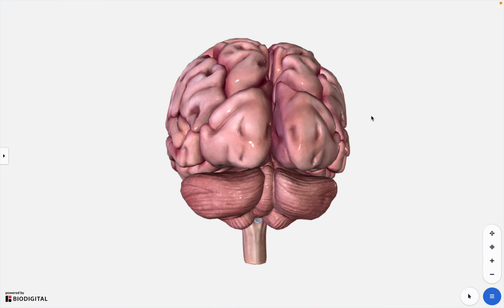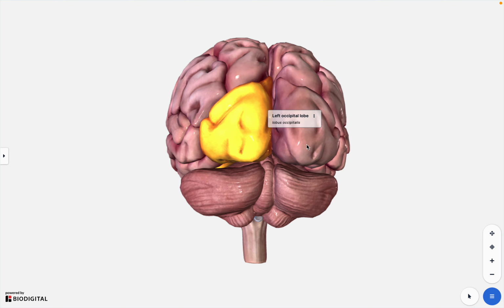So as we travel further back into the brain, we have the occipital lobes. We have the right and the left occipital lobe. The rear of the cerebrum, not cerebellum, is the occipital lobe. This lobe processes visual info.